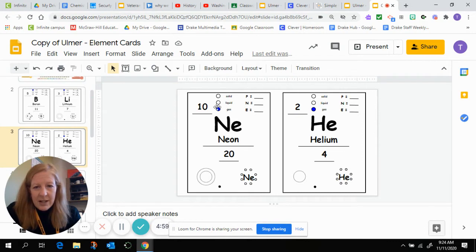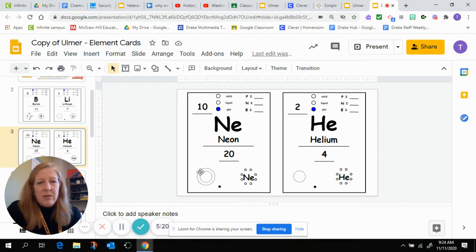Okay, neon has 10 electrons. So you're going to take your electrons and place 2 electrons in the inner shell. So copy and paste them, and then 8 electrons in the outer shell. And it doesn't matter exactly where you place them. I kind of spread them out around sort of evenly.